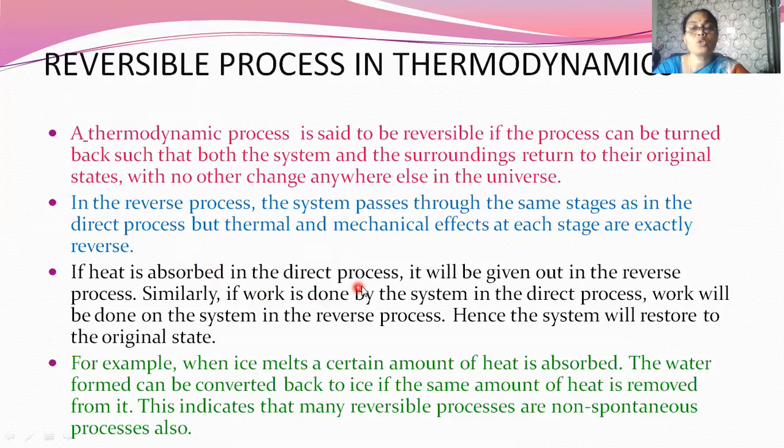If heat is absorbed in the direct process, then it will be given out in the reverse process. Similarly, if work is done by the system in the direct process, then the same amount of work will be done on the system in the reverse process. Hence, the system will be restored to the original state. So, in order to come back to the initial state, if heat is absorbed in the direct process, then the same amount of heat must be given out in the reverse process in order to attain the original state.